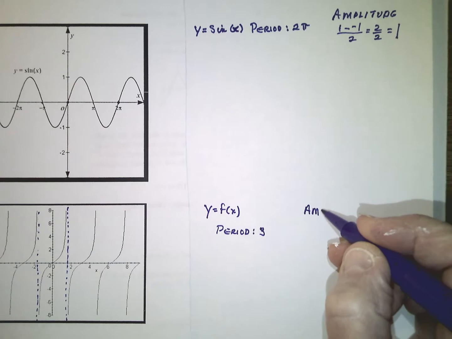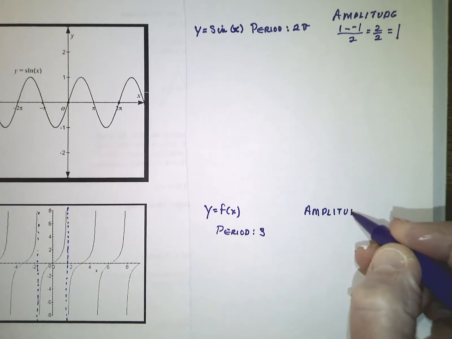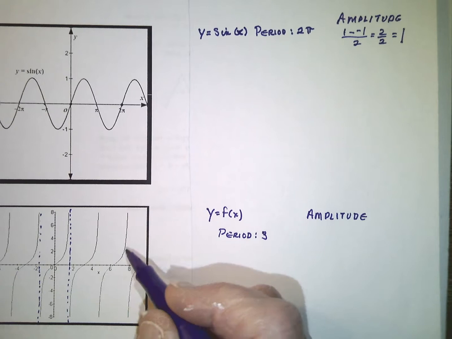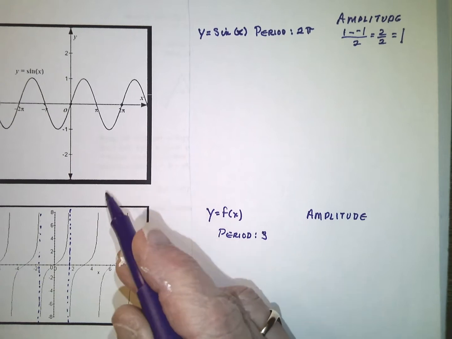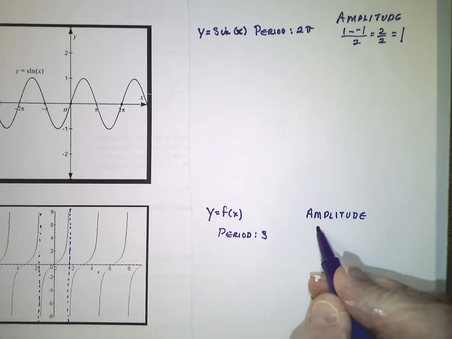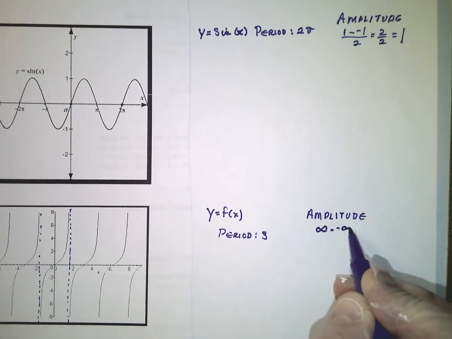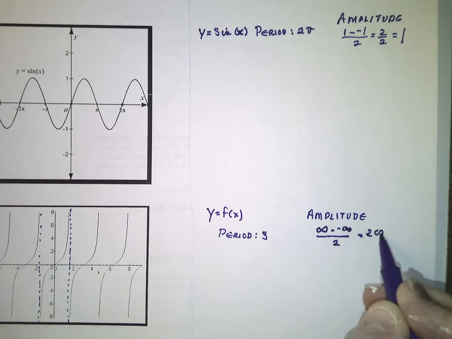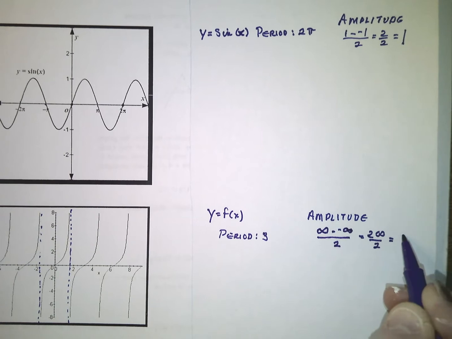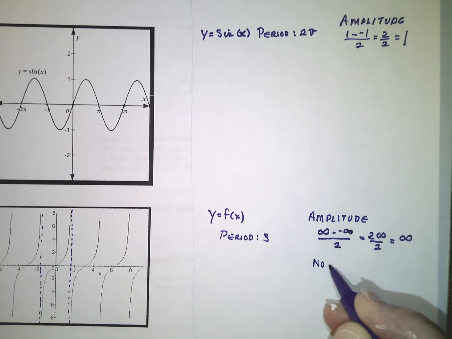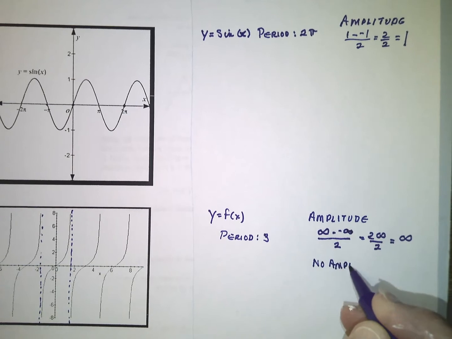Amplitude. Well, that says the maximum y value minus the minimum y value divided by 2. This doesn't have a maximum y value or a minimum y value. We could say infinity minus negative infinity divided by 2. So we'd have 2 times infinity divided by 2, which is still infinity. That's not a number. So we're going to say no amplitude on this and let it go.